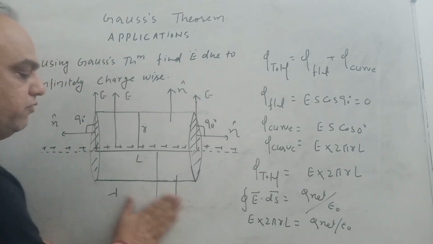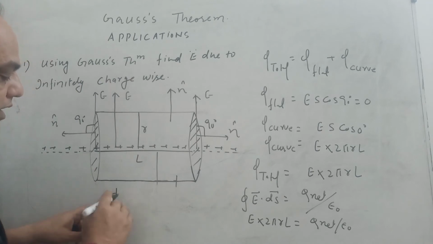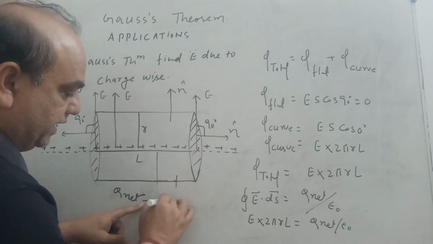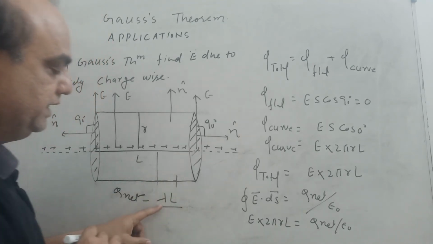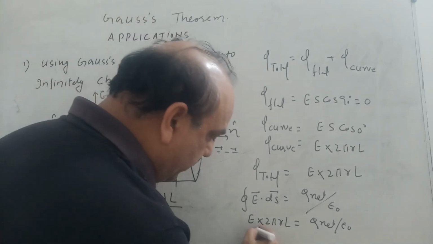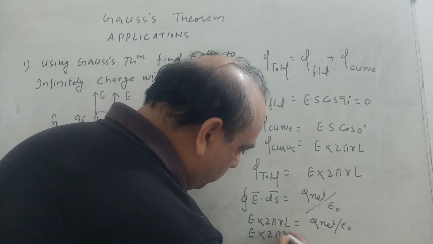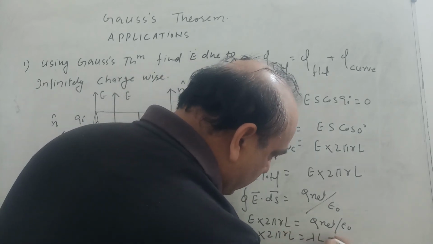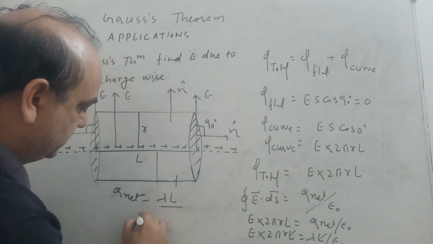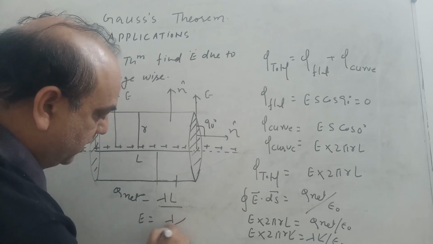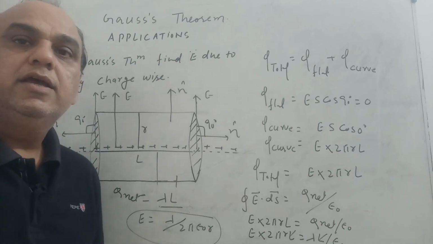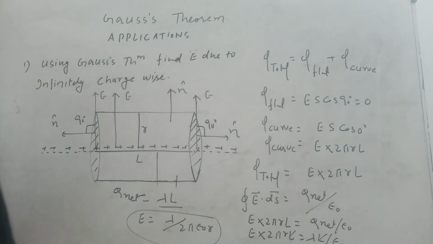So if this wire has a charge density lambda, then I can write down Q net will be lambda into L. Right, this is linear charge density multiplied by length, which I want to calculate. So E into 2 pi R L is lambda L by epsilon naught. So the final answer is E equal to lambda by 2 pi epsilon naught R. This is the result for the electric field due to an infinite line charge.